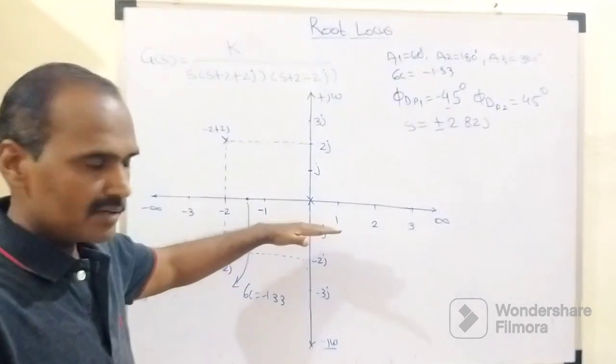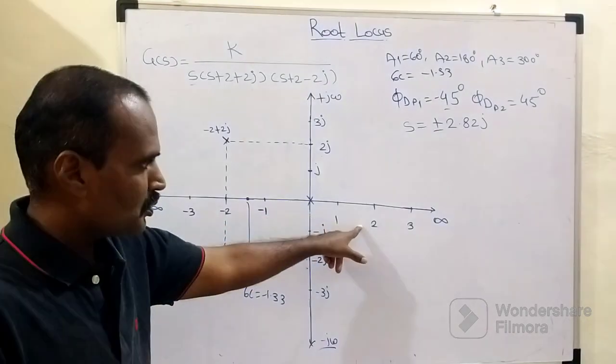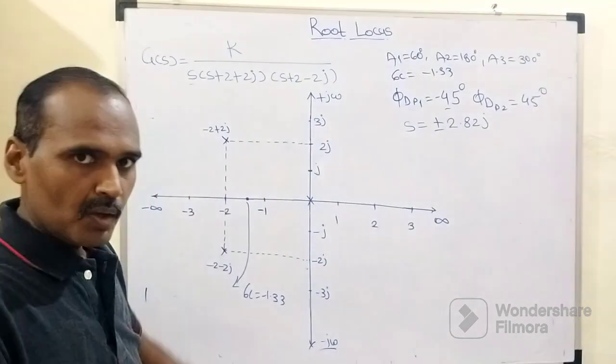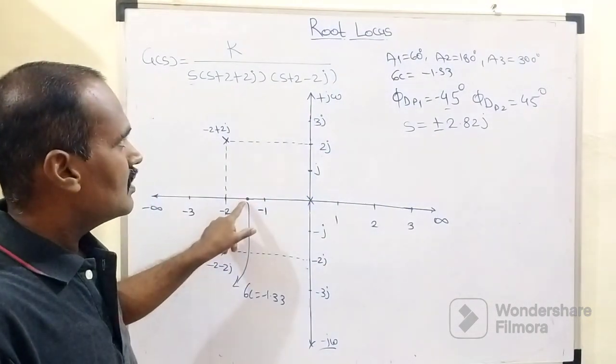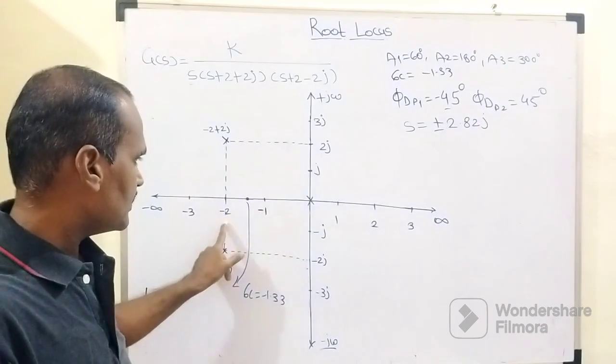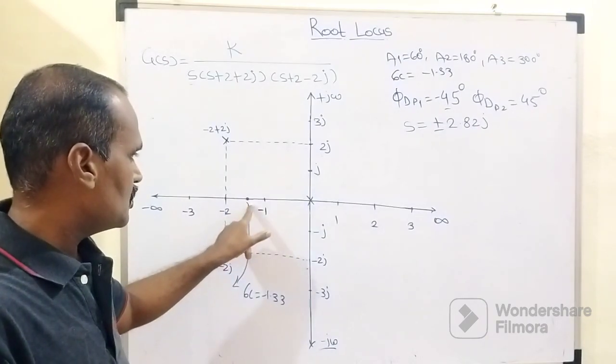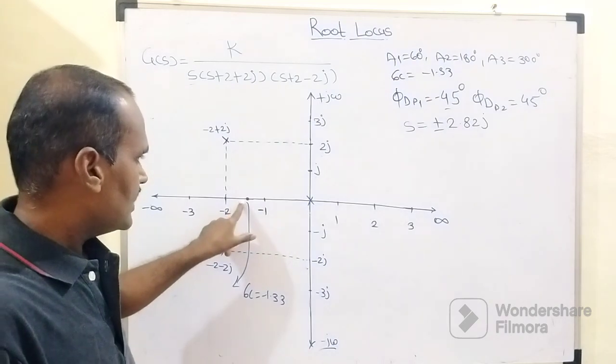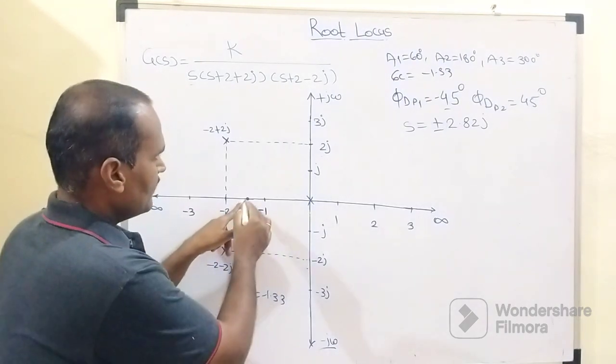So the axes are nothing but what? Ranging from minus infinity to plus infinity, and plus j omega to minus j omega. So sigma c is minus 1.33. So this will be minus 1, minus 2. So in between these 2 points, somewhere sigma c is being located, right?